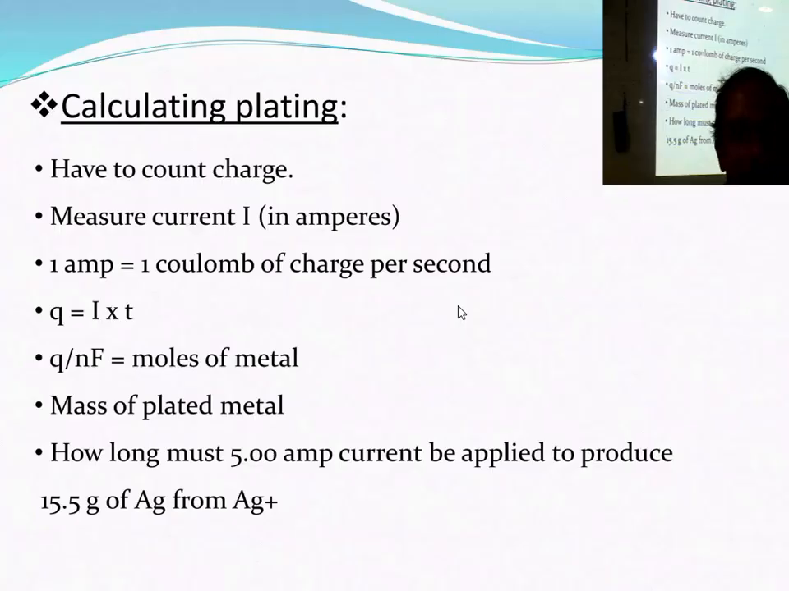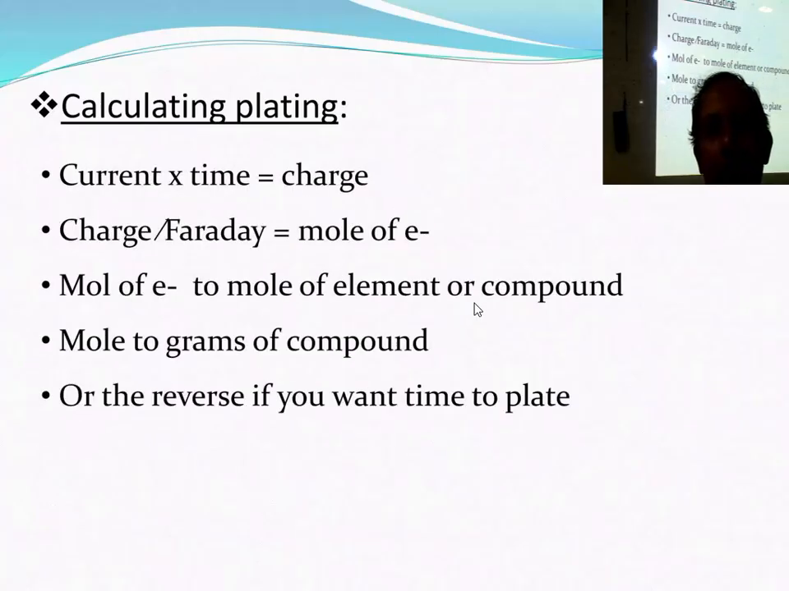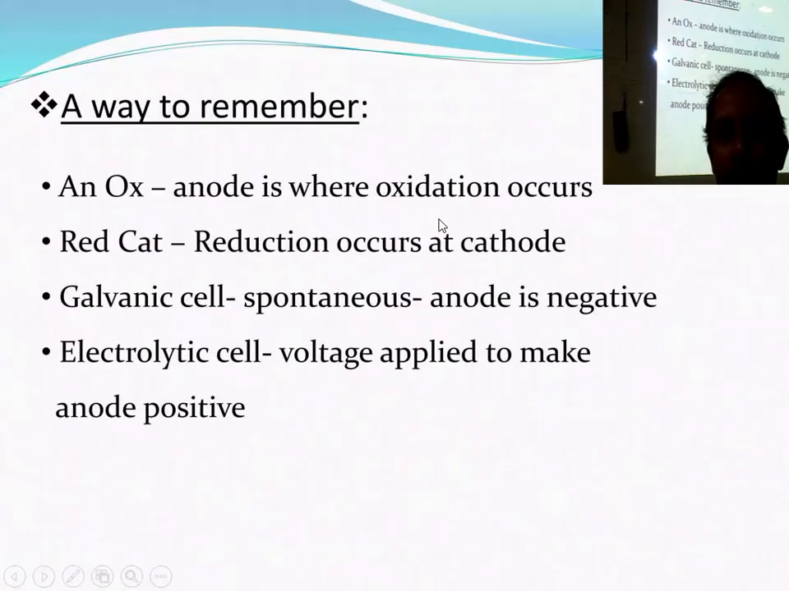I think you have done that numerical earlier. Current into time equal to total charge. Charge divided by Faraday, F normally 96500. So 1 Faraday means 1 mole of electrons. These are some basic, minimum ideas.